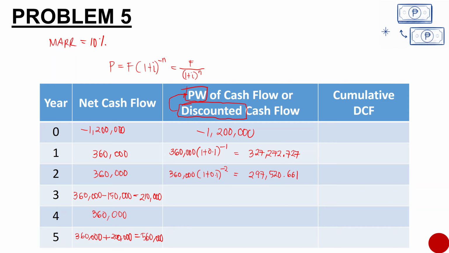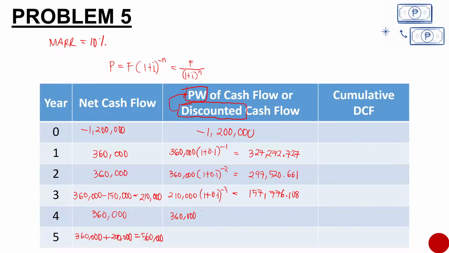Now, at the end of year 3, we have 210,000 pesos. So we just apply the same compound interest formula. As you can see, instead of using the uniform series here, we are discounting each year. We are getting the present worth of each year, and then we apply the cumulative DCF in the next step. So the present worth of 210,000 pesos will be 157,776.108.